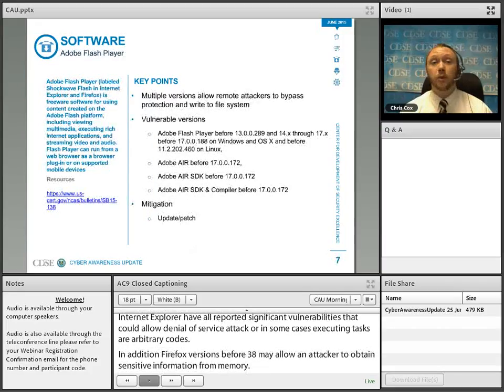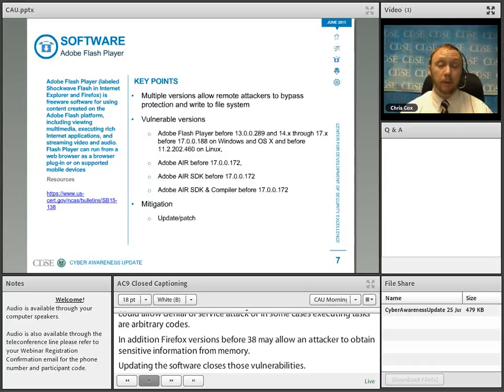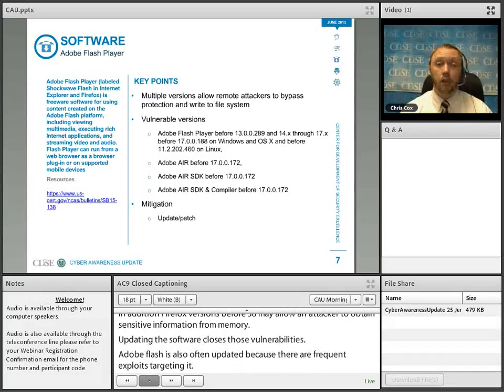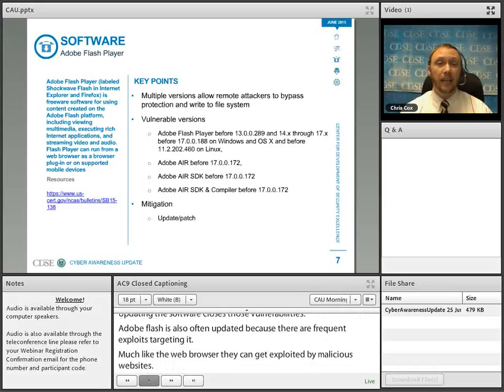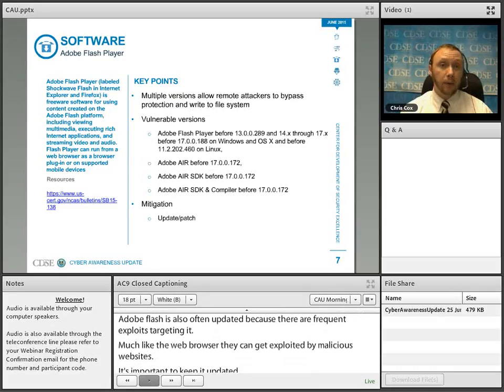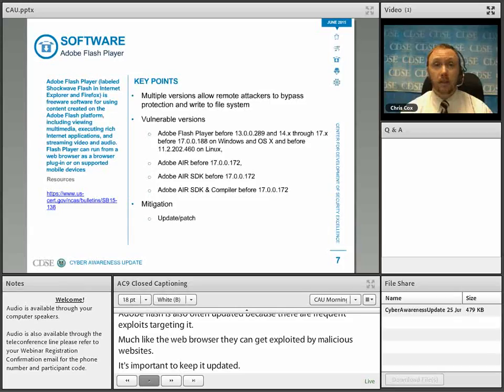Adobe Flash is also often updated, largely because there are frequent exploits targeting it. Much like the web browser, Flash can be exploited by malicious websites, so it's important to keep it updated. Currently, multiple versions of Flash Player and Air have vulnerabilities that might allow an attacker to bypass write protections and to write to the file system.